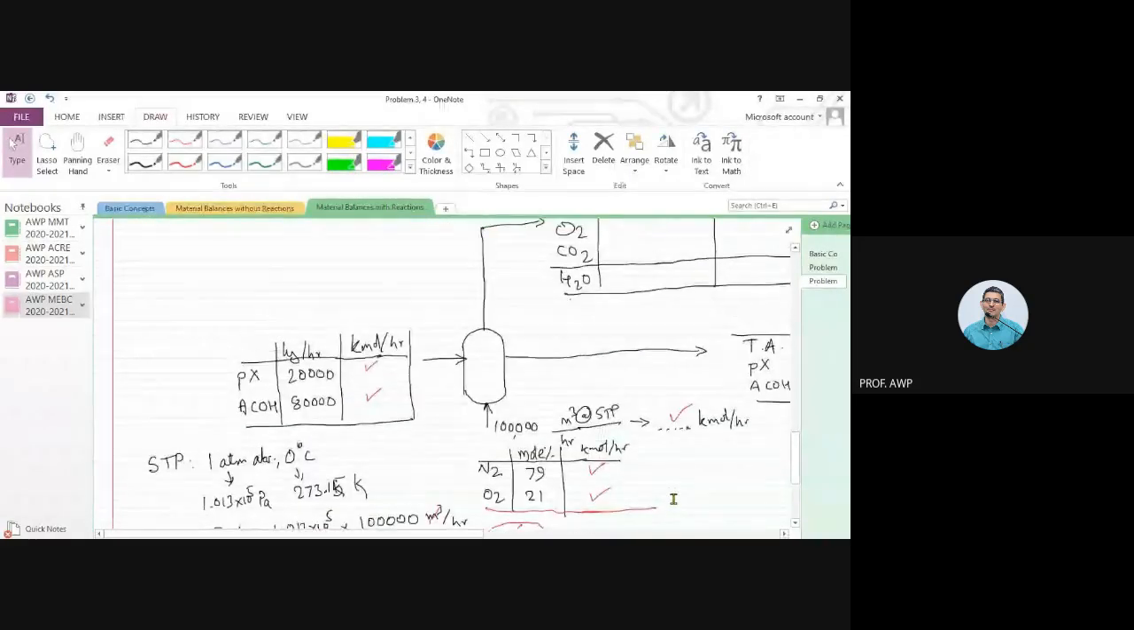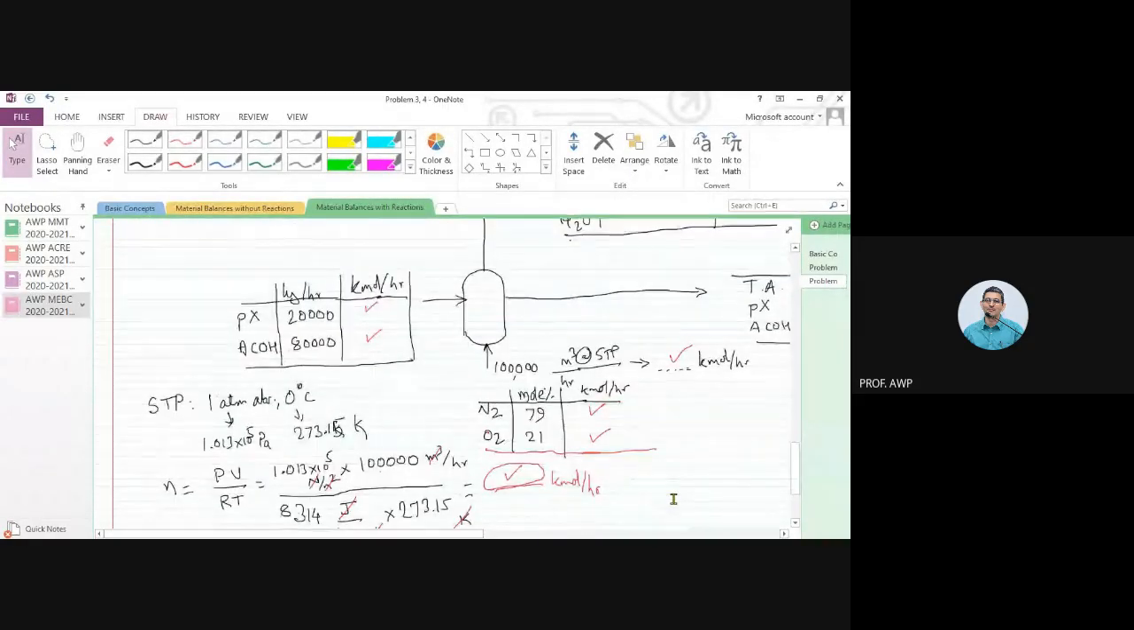Okay. Now let's just calculate some small things so that we know 20,000 kgs per hour of paraxylene is how many kilomoles per hour of paraxylene? Molecular weight of paraxylene is how much?